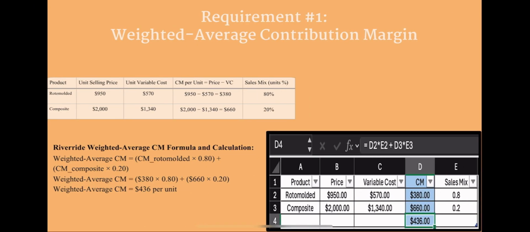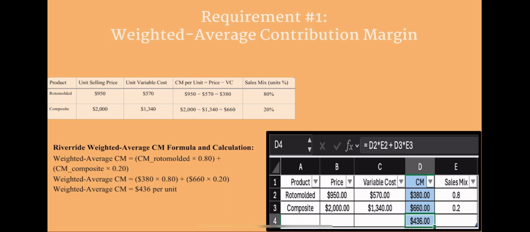This slide highlights why the weighted average contribution margin is essential for Riverride's decision making. Since rotomolded kayaks dominate the sales mix at 80%, it is easy to assume they bring in the most profit. The weighted CM confirms how much each combined unit actually contributes toward fixed cost and earnings.